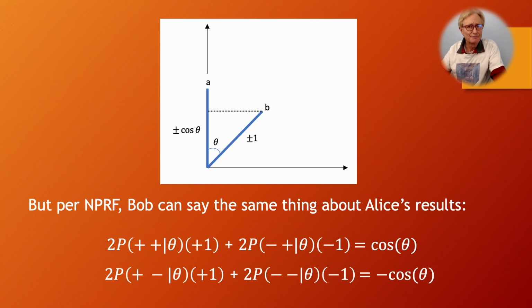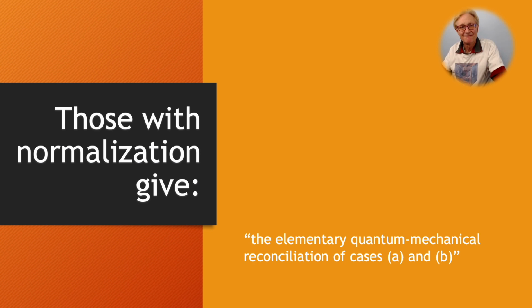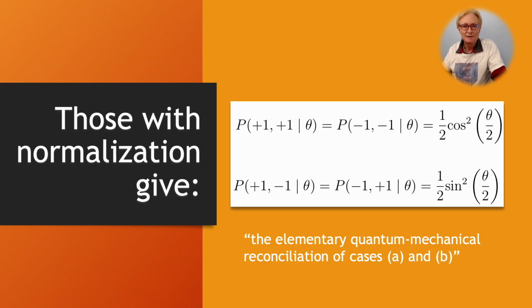But since there is no preferred reference frame, Bob can make the exact same claim about Alice's results relative to his measurement direction. And when you demand that all the probabilities add to 100%, you get exactly the joint probabilities required for the elementary quantum mechanical reconciliation of cases A and B for the Mermin device.